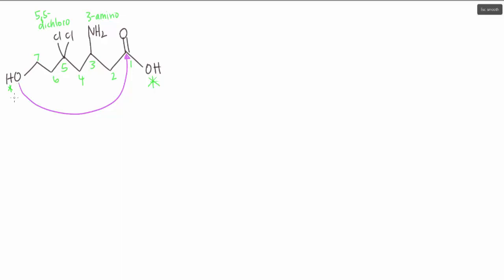And we have a hydroxy on carbon 7. So this would be 3-amino, 5,5-dichloro. These are the names that we're putting in alphabetical order.